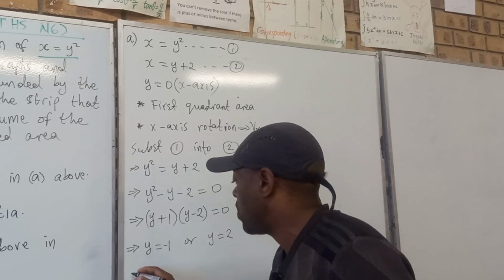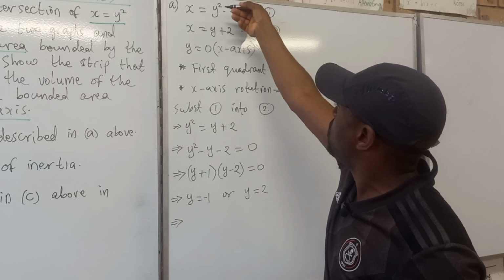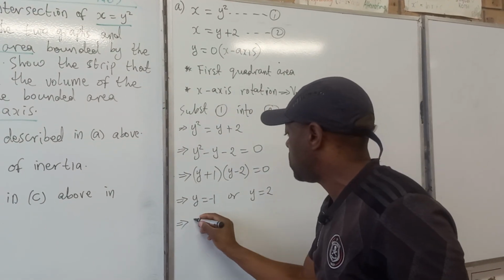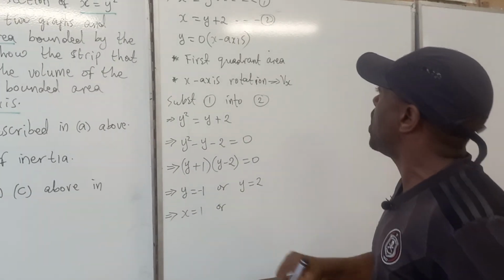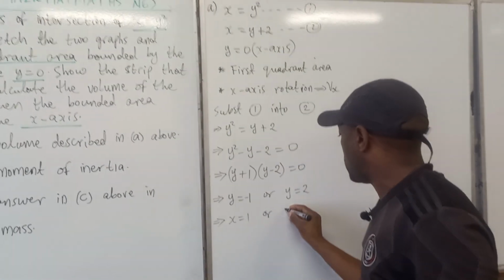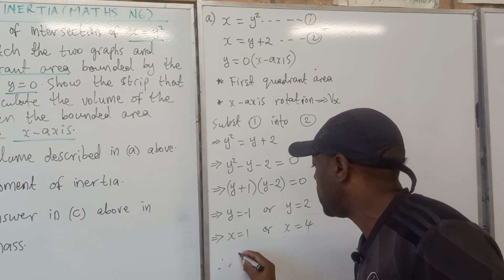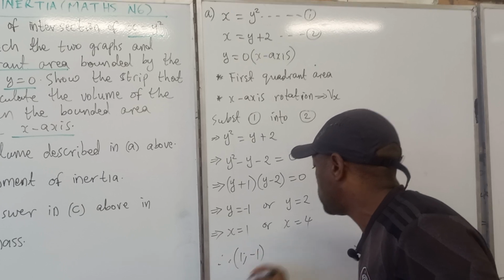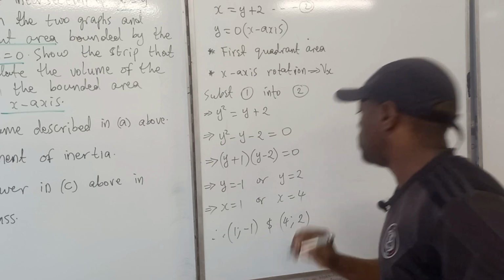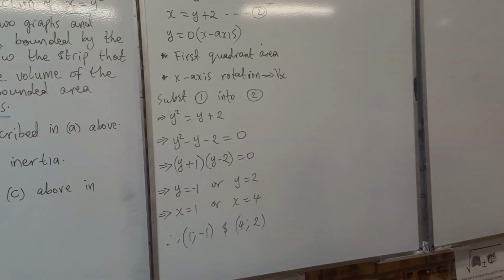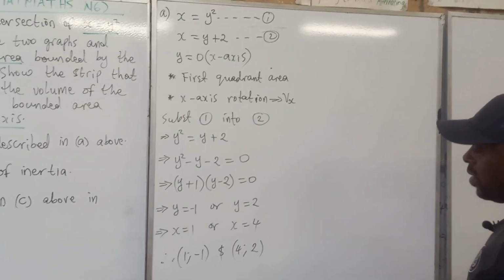So I can now get the corresponding x values. If I put y equal to 1 into any equation up there, it tells me that x is equal to 1. And if I put y equal to 2, I see that x is equal to 4. So therefore, my points of intersection are (1, -1) and the other one is (4, 2). So that is how it is. We can now go to our sketch.